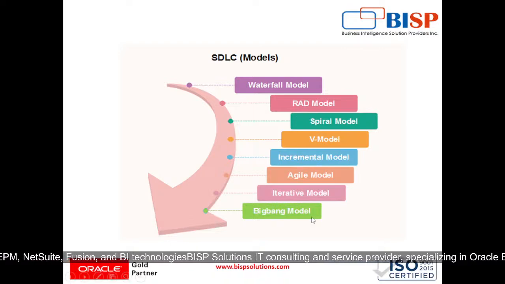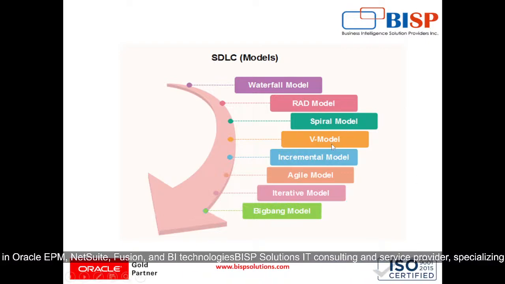Then comes our agile model, which is an iterative approach that delivers functionality in small increments. Its limitations are that it requires constant collaboration, which may be challenging for distributed teams. Also, scope creep can occur if changes are not well managed.